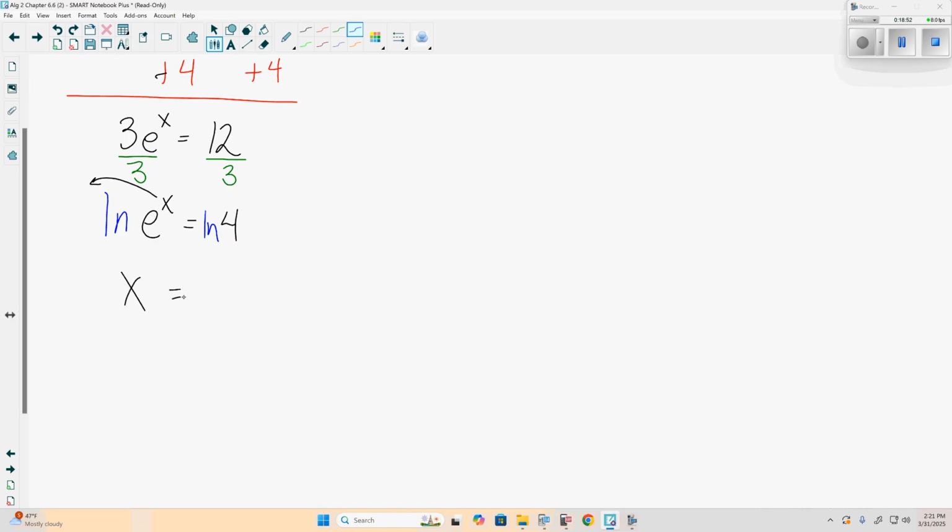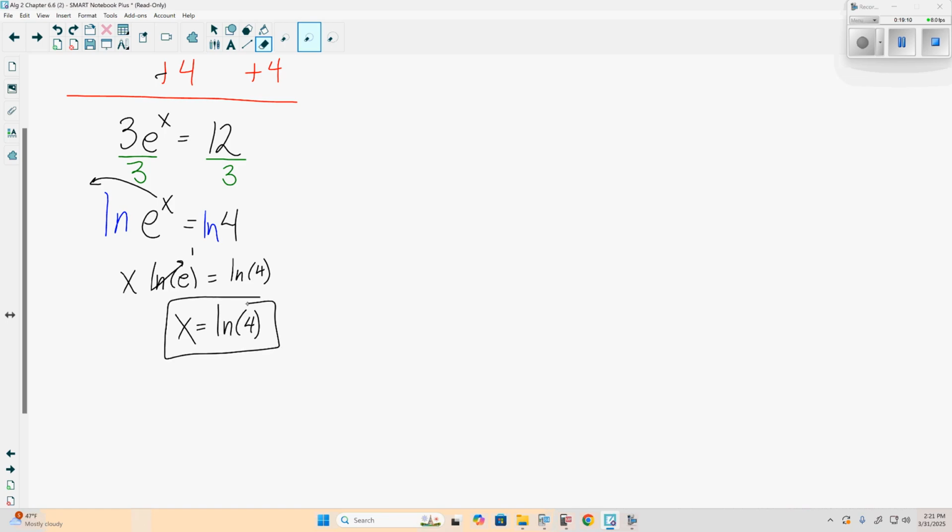Now the natural log of e to the x, we move the x out front, giving us, well, x times the natural log of e equals the natural log of 4. Well, the natural log of e is still 1. So x is equal to the natural log of 4.